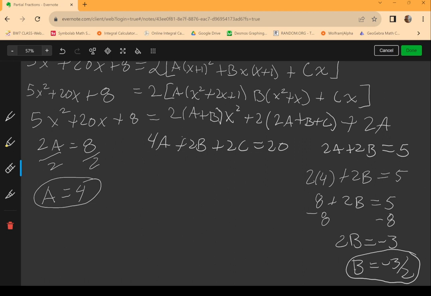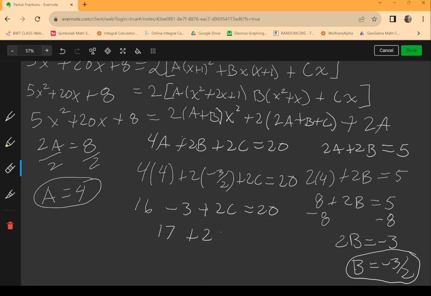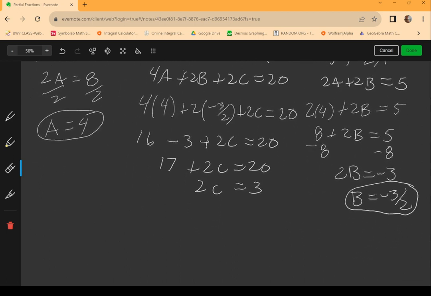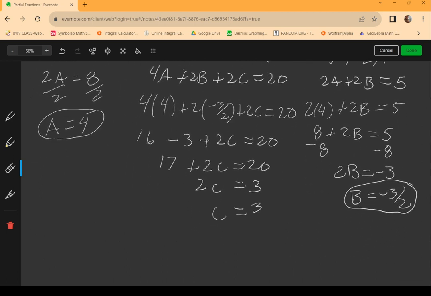Okay, so now we have our a and our b. The only thing that's left is to find c by plugging in here. For a, we have the value of 4. For b, we have the value of negative 3/2 plus 2c equals to 20. All right, so we get 16 minus 3 plus 2c is equal to 20. And we get 17, combining like terms, subtracting 17 from both sides is equal to 3. And we get c is equal to 3/2.